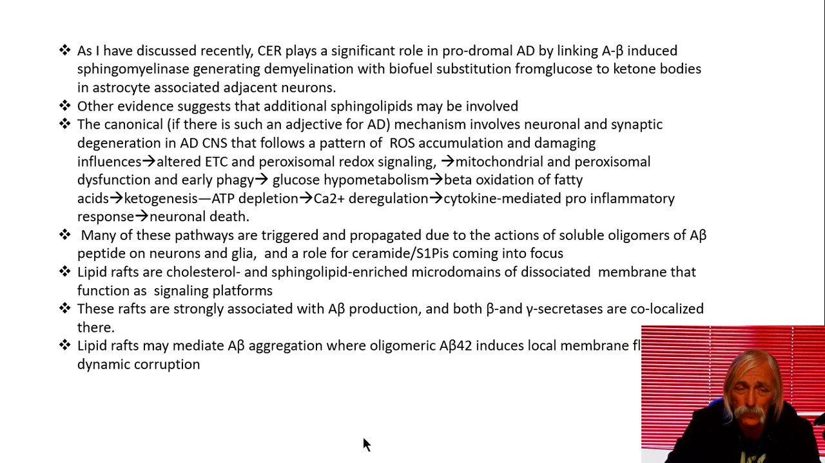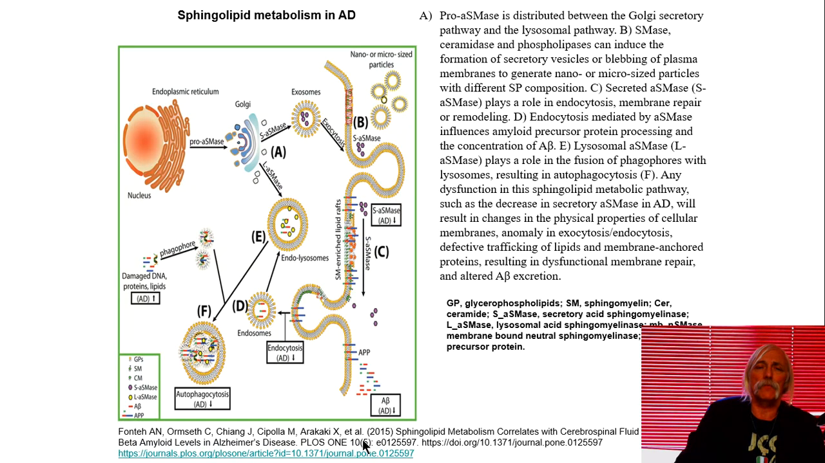cofactors, for example. These rafts strongly associate with A-beta production, and both the beta and the gamma secretases are actually co-localized on that raft. The lipid rafts can mediate A-beta aggregation into oligomers, and the A-beta 42 oligomer induces local membrane fluidic dynamic corruption, which ultimately can lead to neuronal death.